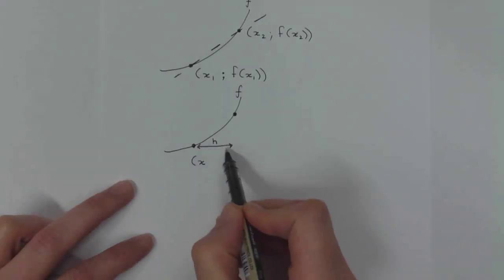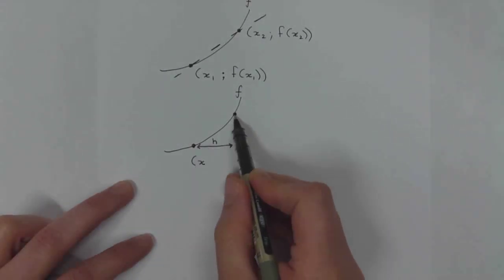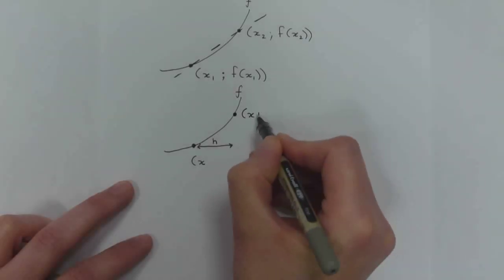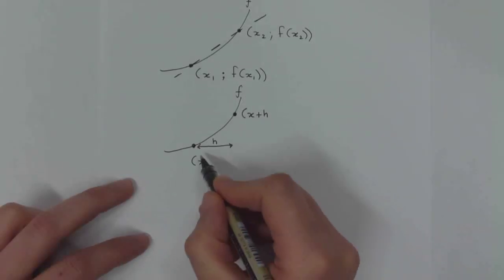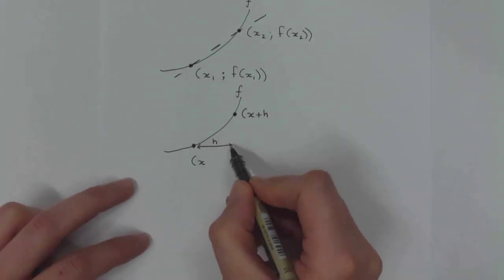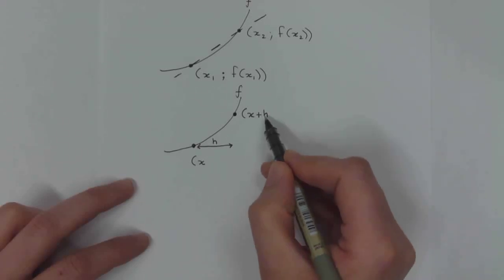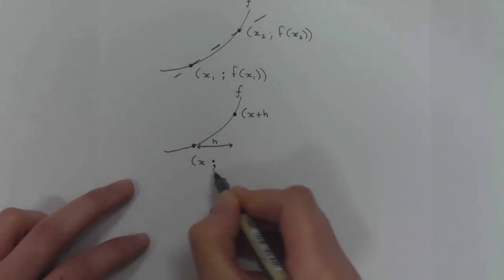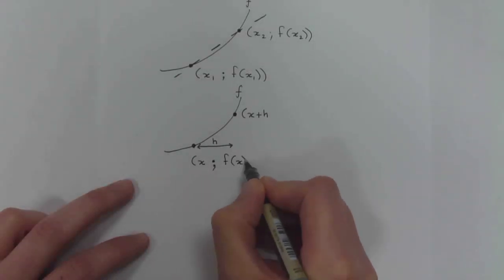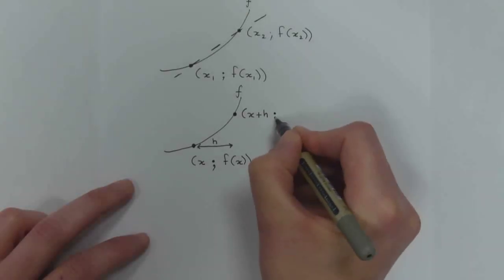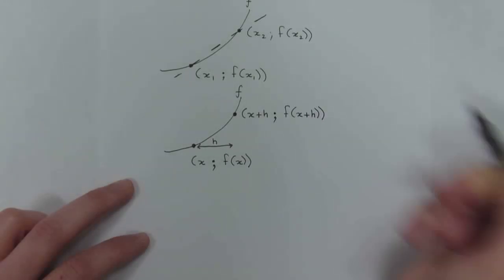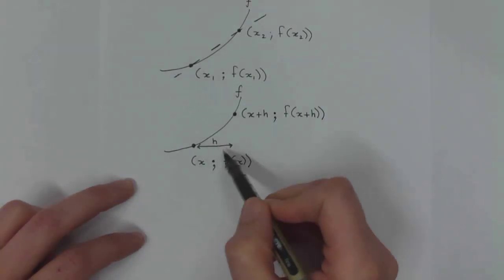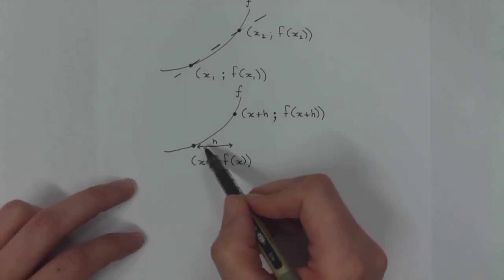So if I move a horizontal distance of h units from x, this point is going to be the point x plus h. So please note, x is any point on the curve of f. We call it x. And then I move a horizontal distance of h across. So this is the point x plus h. Now that means this y coordinate is called f of x, right there. But this y coordinate is then going to be called f of x plus h.